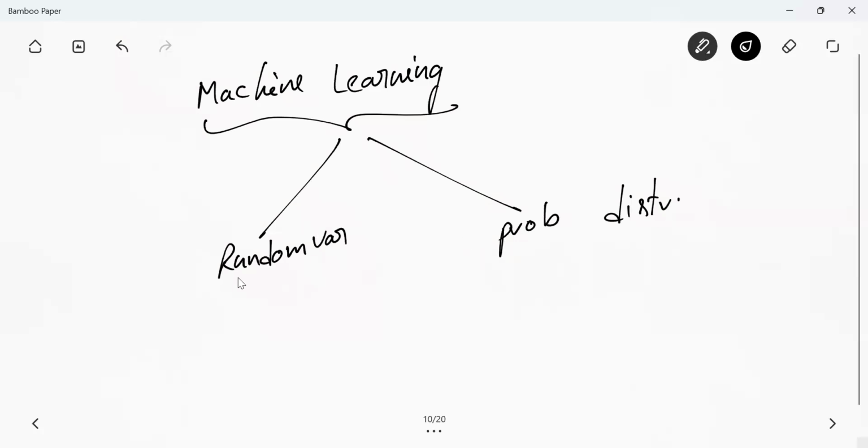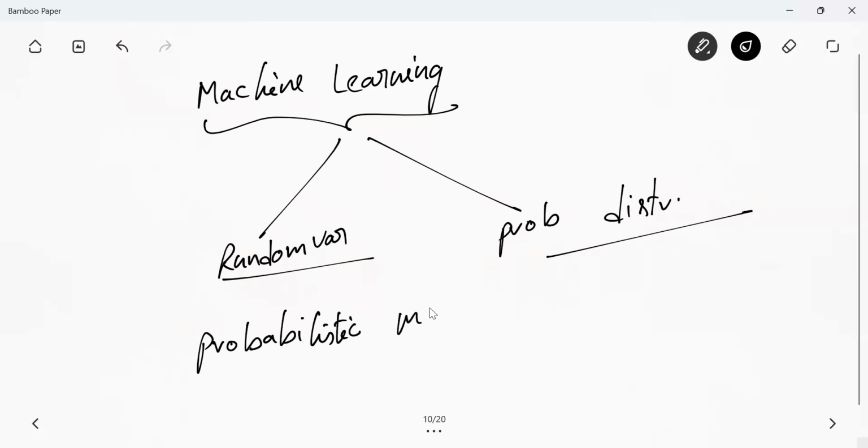For example, using random variables and probability distributions in machine learning, we always do such things, that is probabilistic modeling, graphical models, and model selection.